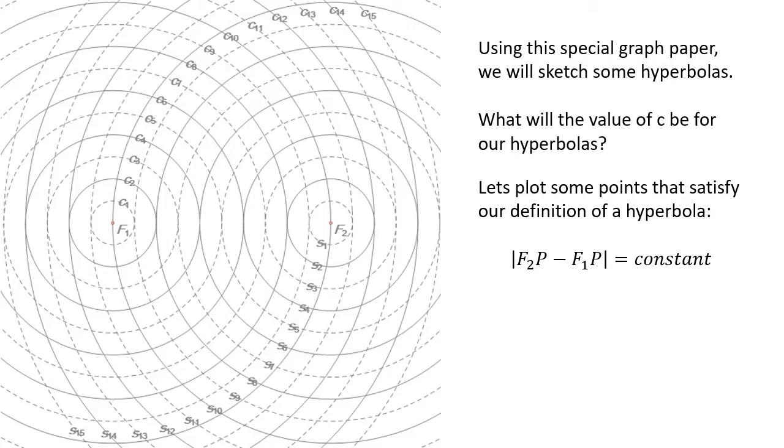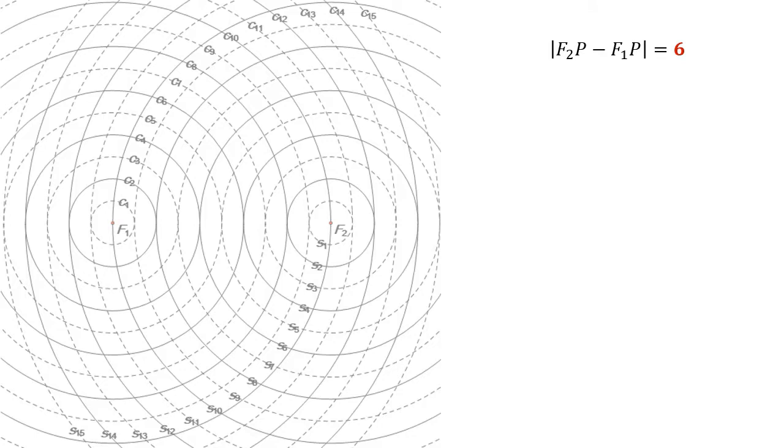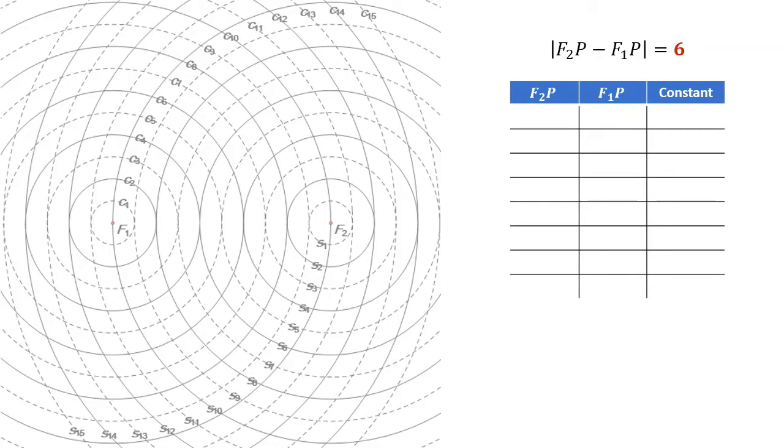All right. So you couldn't necessarily do any difference you wanted with this graph paper. This graph paper has some limitations to it, but we're going to choose a difference of 6. So let's look at a little table here.